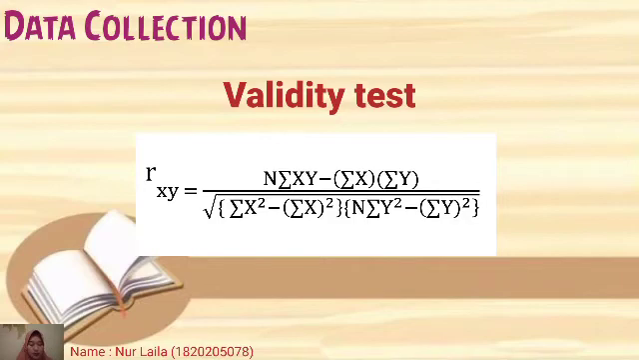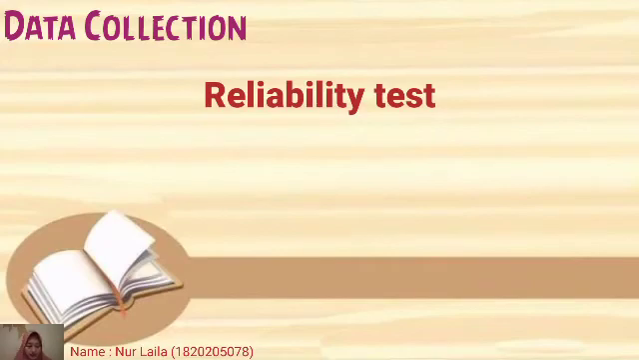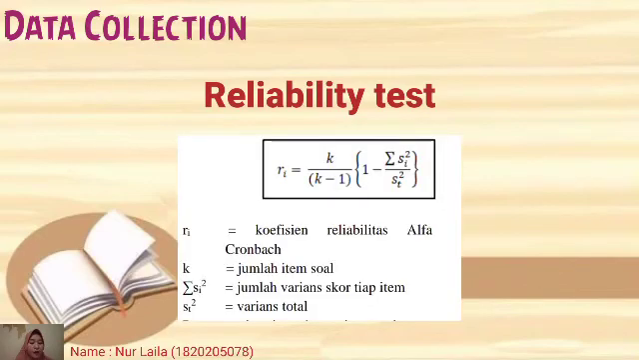Conversely, if the item score is less than the critical value, then this instrument is declared invalid. To facilitate calculations, researchers use the program SPSS 16.0 for Windows computer. And then reliability. According to Suharsimi Arikunto 2010, reliability refers to the notion that the instrument can be trusted to be used as a data collection tool because the instrument is good. The reliability will be calculated using the Cronbach-Alpha coefficient, and this is the formula of Cronbach-Alpha coefficient.